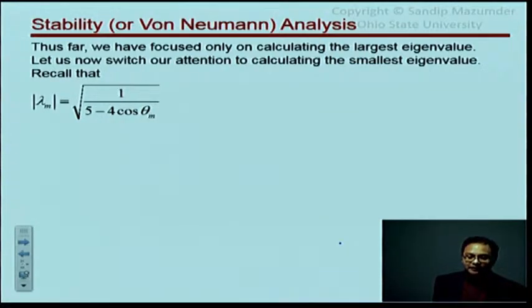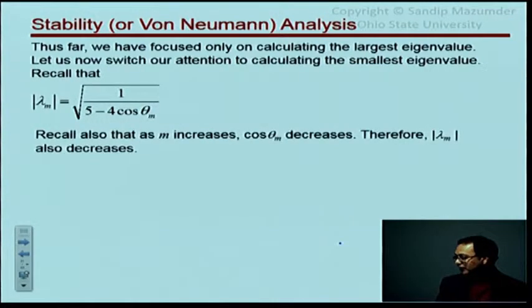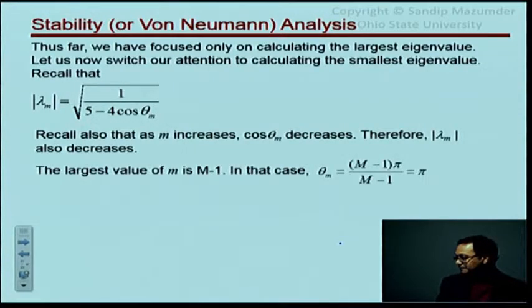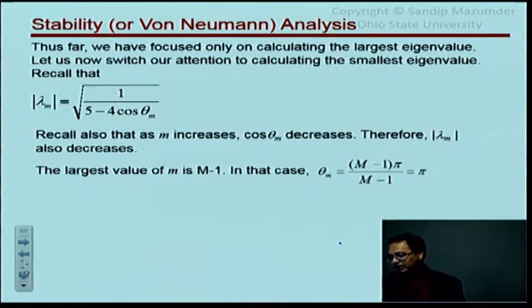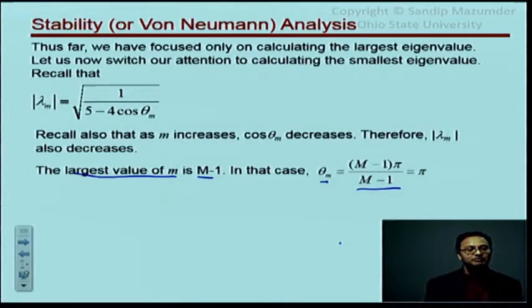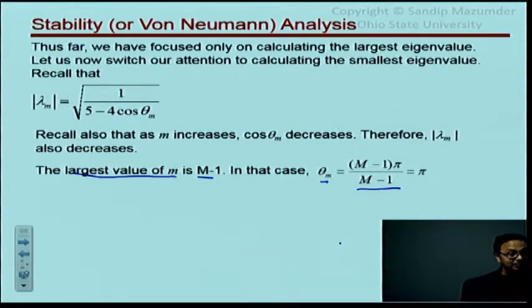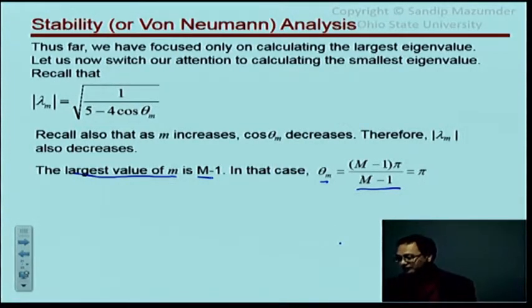So we are looking at the largest value of m, which is M minus 1. Therefore theta m is nothing but M minus 1 times pi over M minus 1, which is pi. The interesting finding here is that it is independent of mesh size or anything like that. As long as we retain the same iterative scheme, Gauss-Seidel, this formula will be valid, and all we are going to do is use pi for theta m.